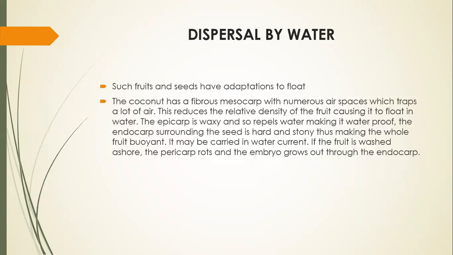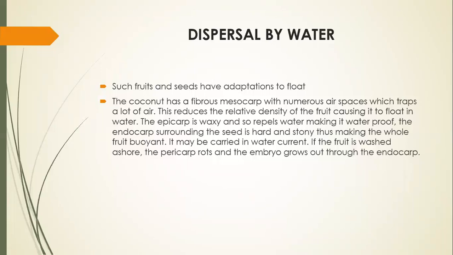Because the coconut has a fibrous mesocarp. The mesocarp is made up of fiber. Now, this fiber has numerous air spaces that trap a lot of air. That is one. That numerous air space trapped in the mesocarp reduces the relative density of the fruit, causing it to float on water. Point number two, the epicarp, that is the outside, is waxy, and so it repels water, making it waterproof. So water does not enter the coconut itself.